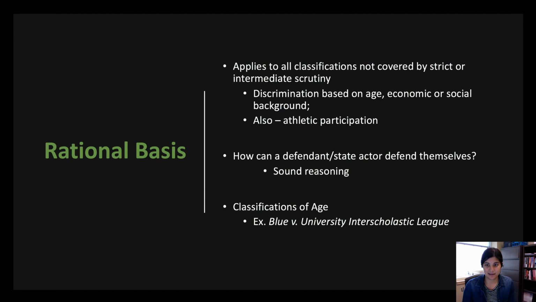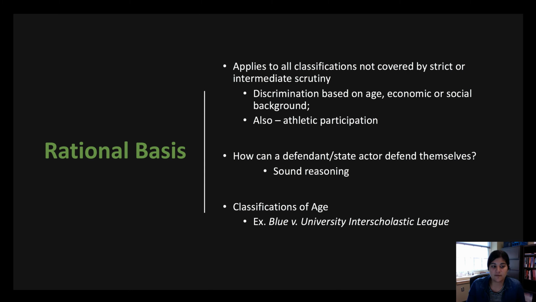So basically anything that wasn't covered by our other two levels of scrutiny is going to fall under our category of rational basis. Anything that didn't meet the requirement of strict or intermediate scrutiny is going to fall under rational basis. You can see I've given you a couple of examples here of things that commonly come up under rational basis: discrimination based on age, discrimination based on economic or social background. We've seen some cases involving athletic participation as a category or classification for discrimination under rational basis.